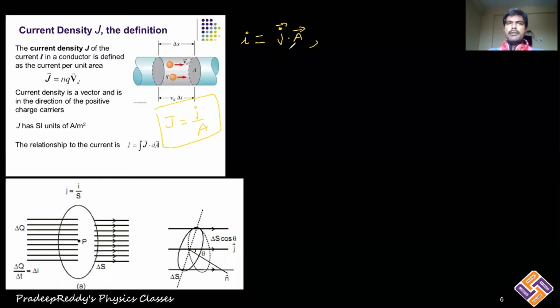Suppose it is variable with respect to time, then you can write I is equal to integration of J bar dot dA bar, with limits from 0 to A, where A is the area of cross section of that particular conductor. I is equal to integration J dot dA.